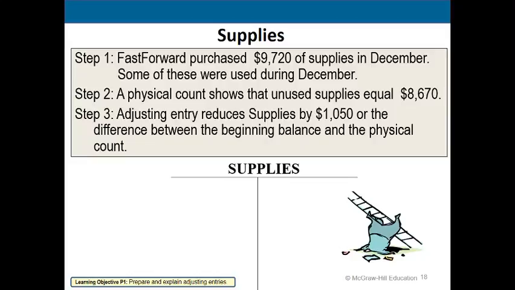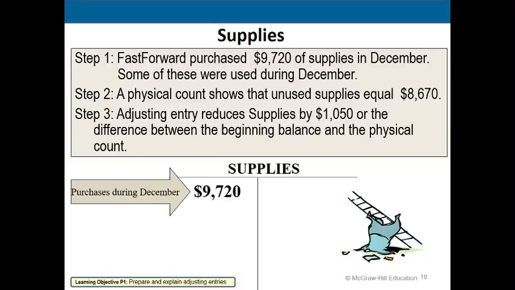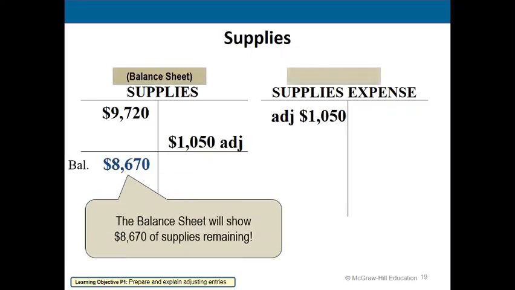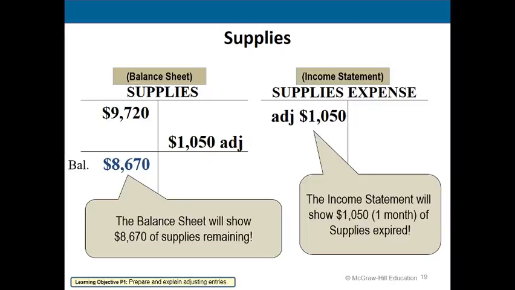And so the supplies account is currently at 9,720. It needs to be 8,670, so they need to make an entry, a credit to supplies of $1,050, and the corresponding debit is going to be $1,050 to supplies expense, and that's going to get their supply account balance down to 8,670. And again, if you don't do this, you're going to have an asset overstated at the end of the year. You're going to have expense understated at the end of the year.